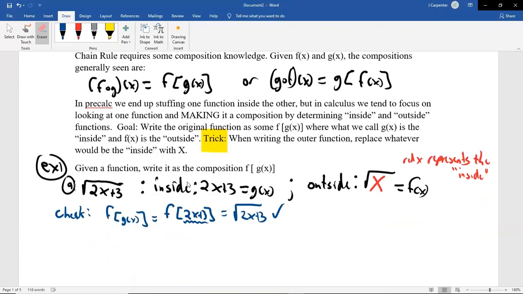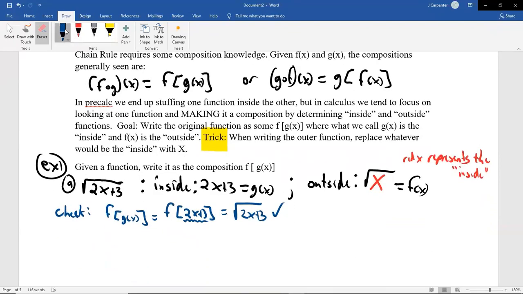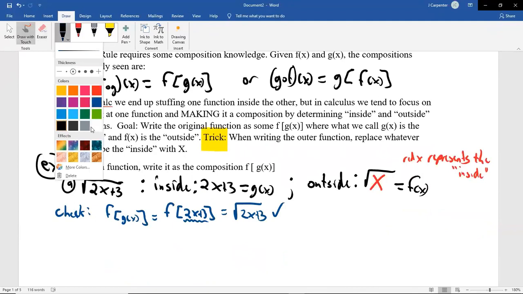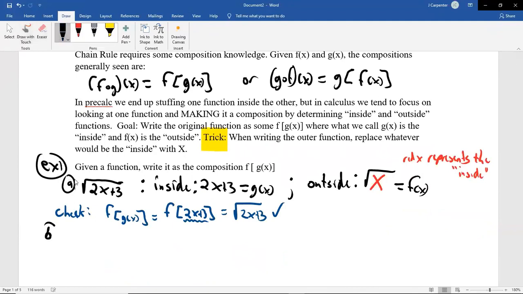Okay, so let's do another one of these. B. Parentheses, 2x to the third plus 5x minus 3 raised to the 6th power. Same goal, write it as a composition. So we need to figure out what the inside function is, what the outside function is.